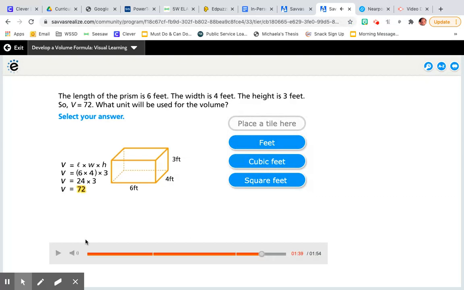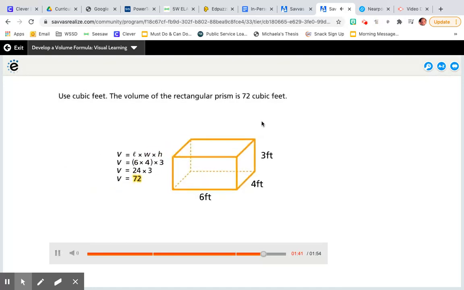Sometimes in class they tell you, okay, if we're just finding the length, we're finding feet. If we're finding the area, we find feet, because it's feet times feet. If we're finding the volume, I said it's called feet, but we don't really say that. We say what? Use cubic feet. The volume of the rectangular prism is 72 cubic feet.